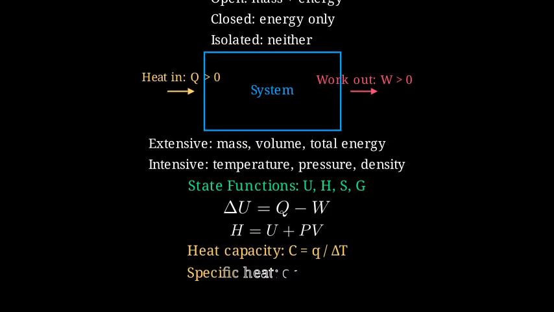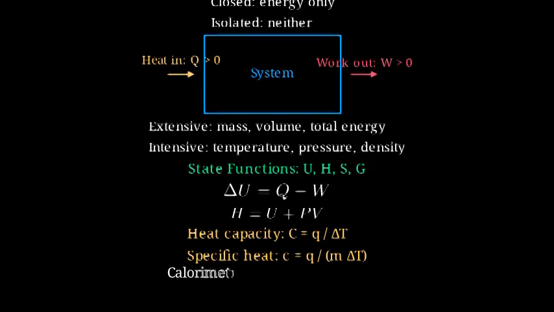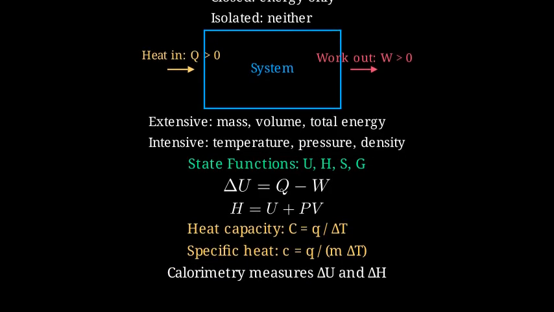Heat capacity tells how much energy is needed to change temperature. Specific heat is heat capacity per unit mass. We measure changes in U and H using calorimetry.